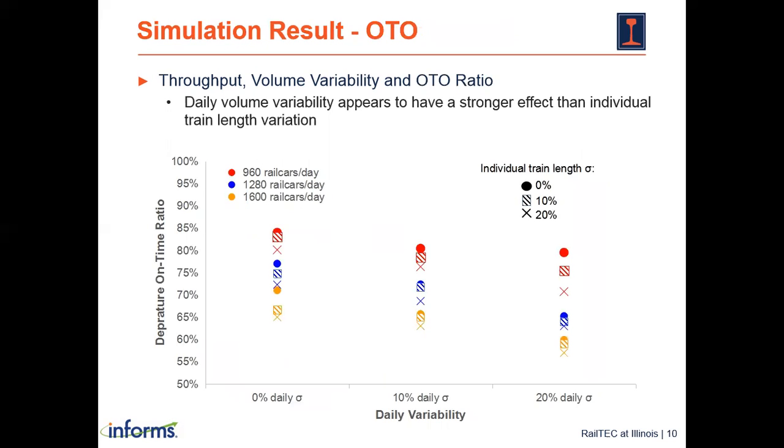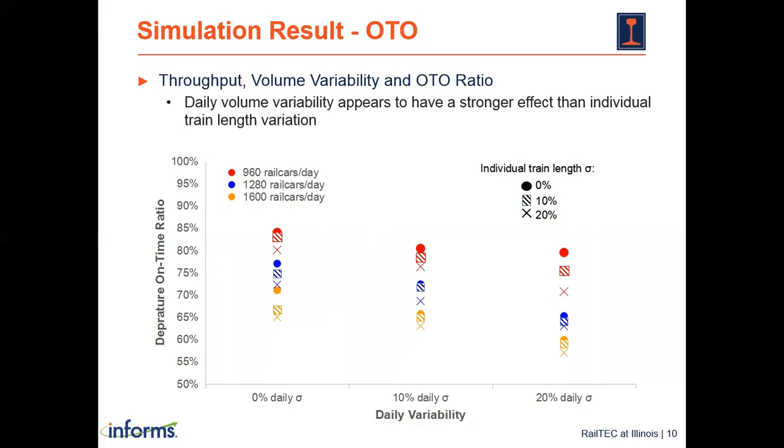Looking at train departure on-time ratio, OTD, with the same experiment design, daily volume variation appears to have a stronger effect on the yard performance in terms of OTD, opposite of that observed for dwell time. Although the effects of daily volume variation and train length variation combine to produce the worst performance, there is a less obvious interaction effect, as both effects are more consistent for a given traffic volume.